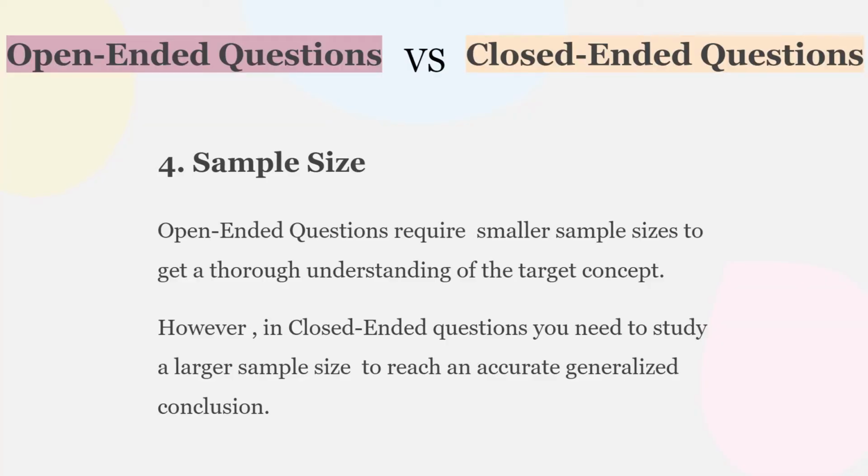Difference number 4 is sample size. Open-ended questions require a smaller sample size to get a thorough understanding of the target concept. However, in closed-ended questions, you need to study a larger sample size to reach an accurate, generalized conclusion.